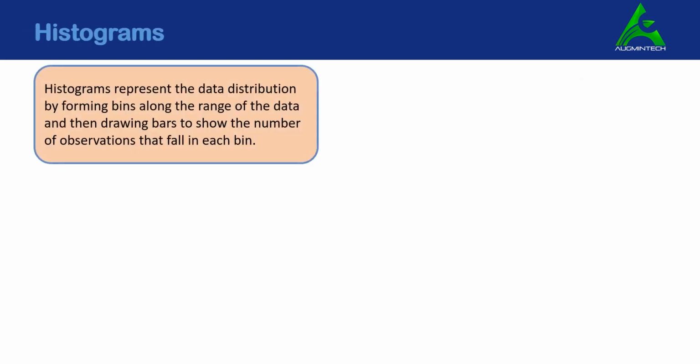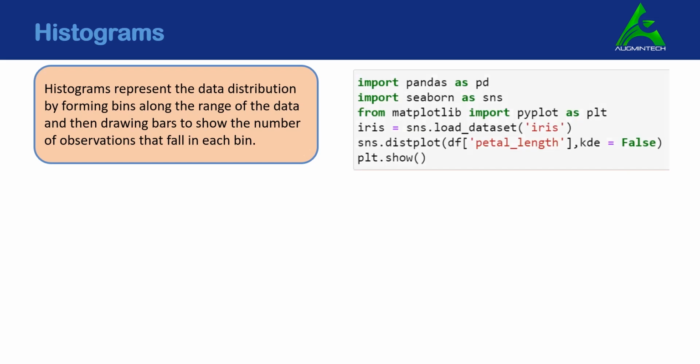Let's get started with histograms. Histograms represent the data distribution by forming bins along the range of data and then drawing bars to show the number of observations that fall in each bin. So here we first import pandas as pd, seaborn as sns, and matplotlib.pyplot as plt, and then we'll be loading the iris data set using seaborn, and then we'll be plotting a distplot on one of the columns of the iris data set like petal_length.